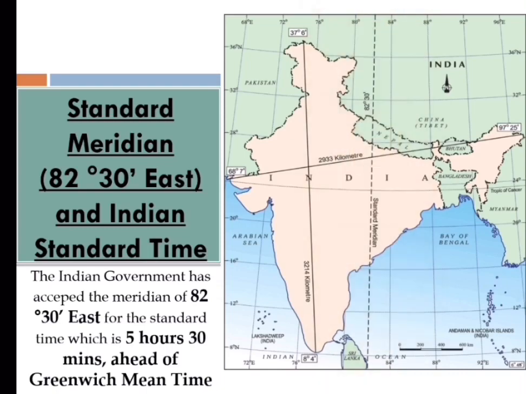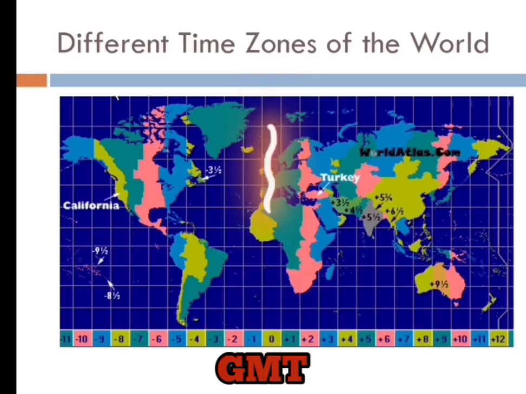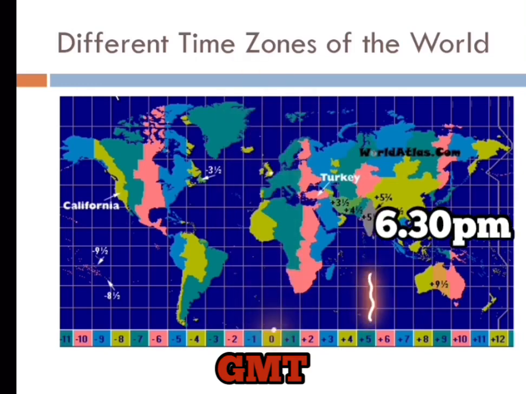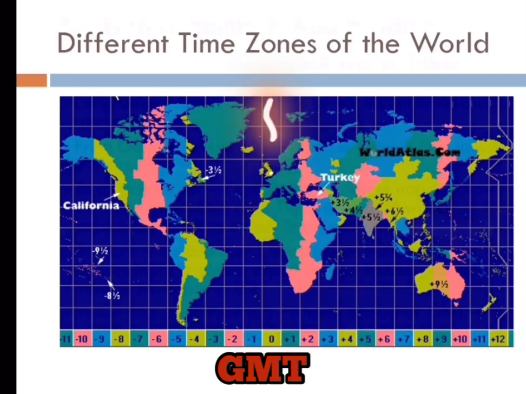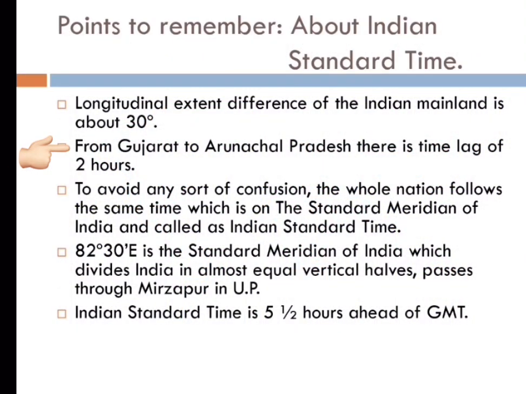Now how far is the standard meridian from the Greenwich meridian? If we calculate the time from the Greenwich meridian to the standard meridian passing through the center of India, it accounts to be plus 5:30 hours, which means if it is 1 o'clock at the Greenwich meridian, India will have a time of, think, yes, 6:30. From Gujarat to Arunachal Pradesh, we have a 2 hour difference. But do we follow that? To avoid any sort of confusion, the whole nation follows the same time, which is the time calculated at the standard meridian of India, 82 degrees 30 minutes east. This time calculated at the standard meridian is known as the Indian Standard Time.